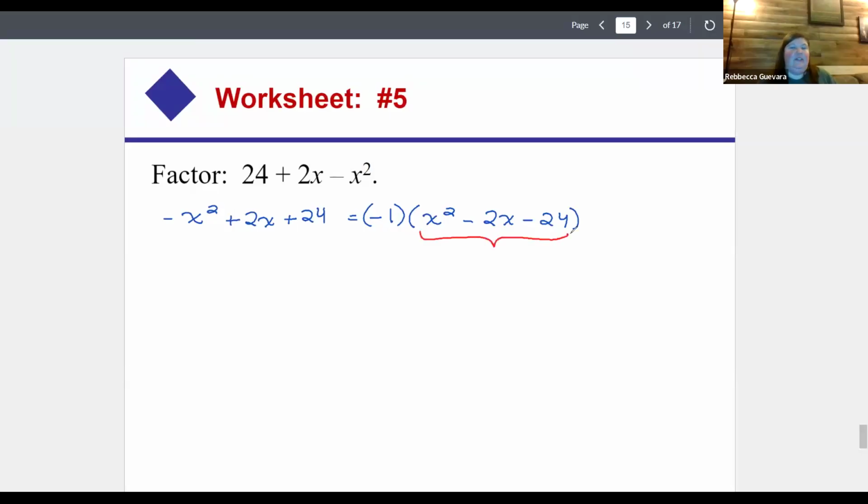So this part right here is the part that we want to FOIL. So we need factors of -24, and we need those factors to sum to that -2. I'm not going to use the 1 and 24. We can pretty much see right away that's not going to work. Let me see. If we did 2, then we'd have 2 and 14. That's not going to work.